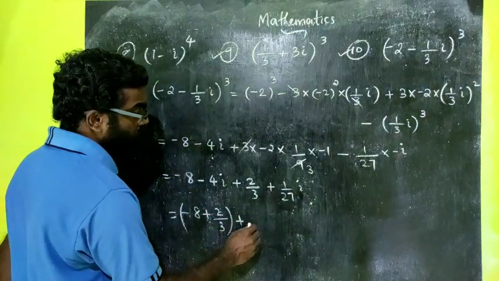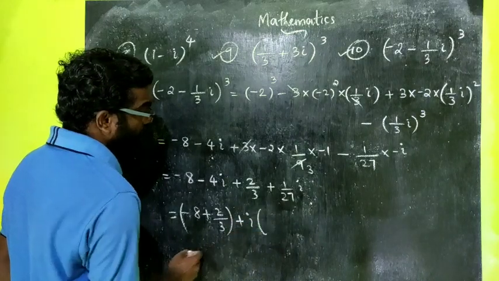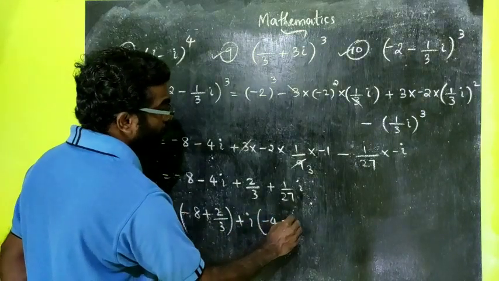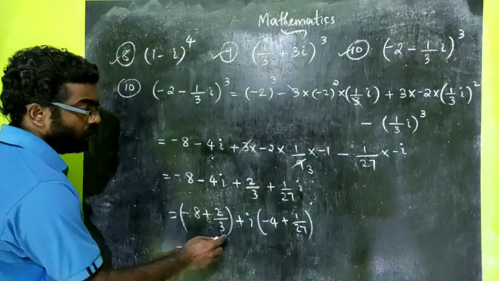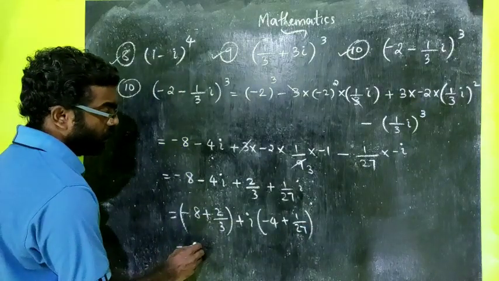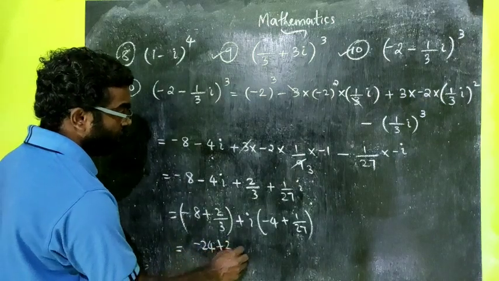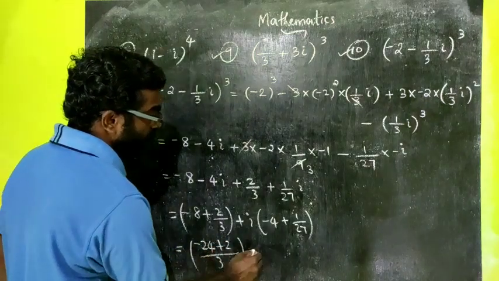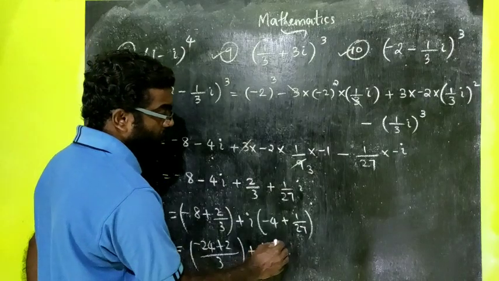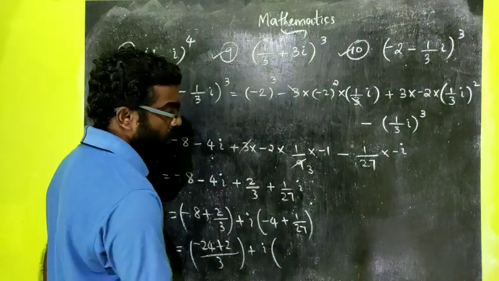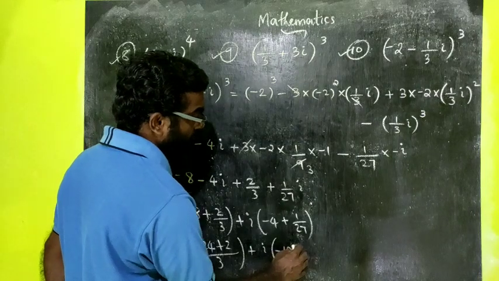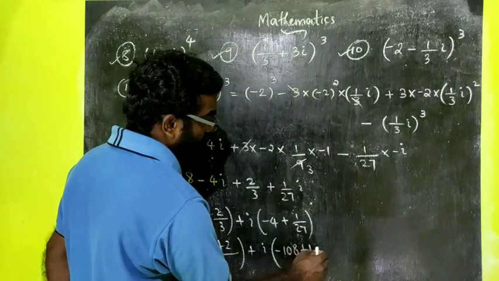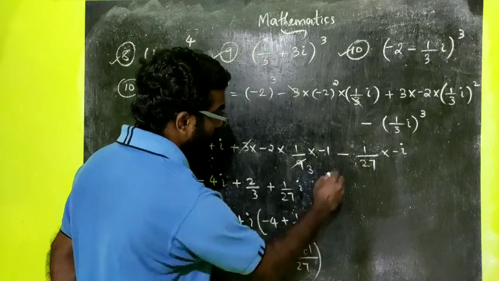Then plus i, we can take common i into here: minus 4 plus 1 by 27. Okay. Now we can cross multiply. 8 3s are 24, minus 24 plus 2 divided by 3. Here plus i into, here also we can cross multiply. Minus 4 into 27, 108, plus 1 divided by 27.